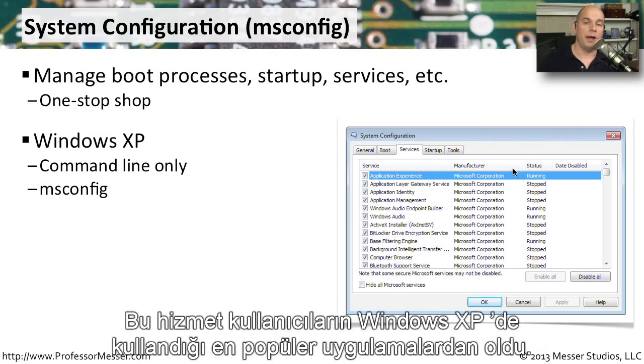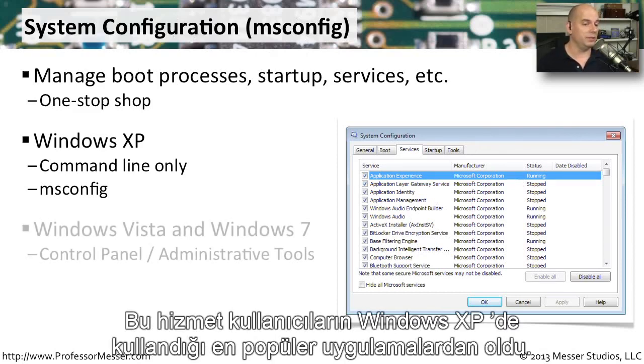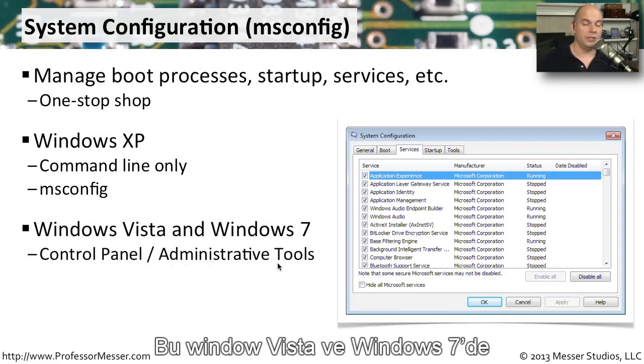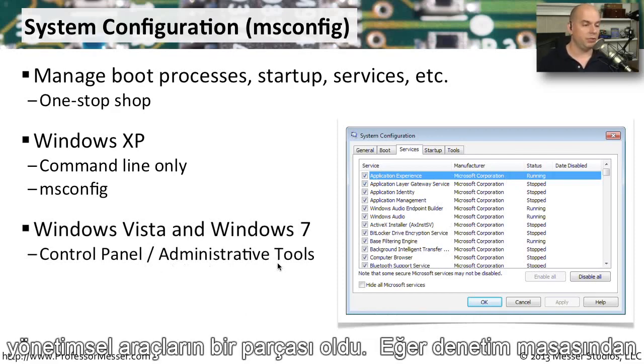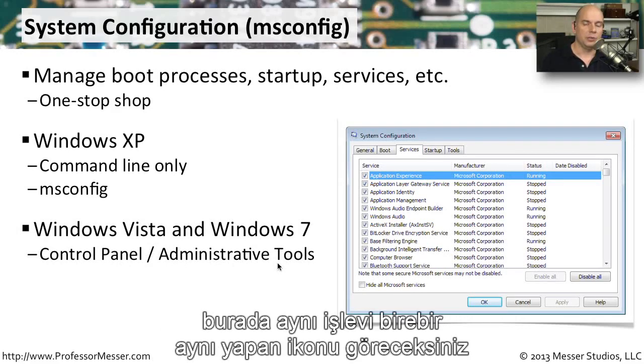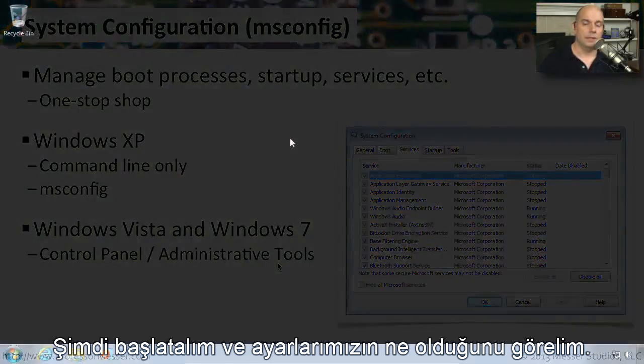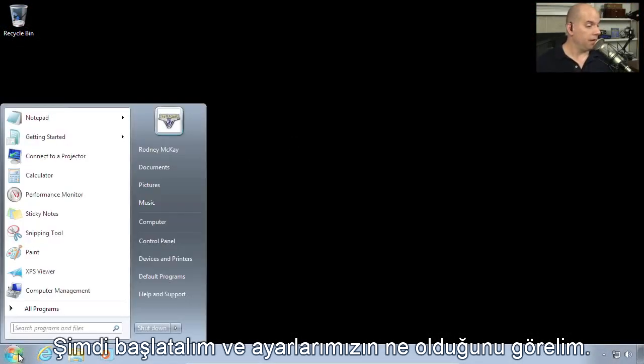This became, of course, so popular once people found it in Windows XP that in Windows Vista and Windows 7, it became part of the administrative tools. So if you go under Control Panel and Administrative Tools, you'll see that an icon is in those operating systems to start exactly the same utility. Let's start up msconfig and see what our options might be.